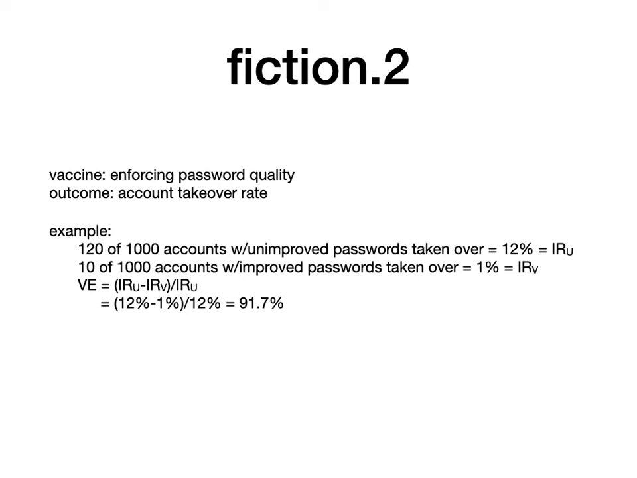And what we see here, again with the same math, is a vaccine efficacy, in this case enforcing password quality as a hopeful way to get account takeover rate down. Vaccine efficacy with this fictitious data is 91.7%. That's a fine value if you can get it, so to speak. Again, this is simple math, but it's something that I think some of you may well have data to work with. So let's fabricate a couple more examples of applications.